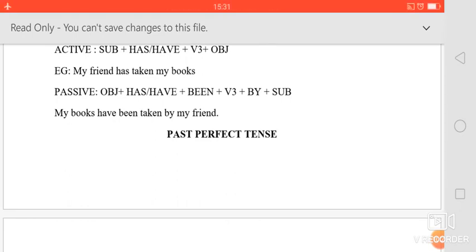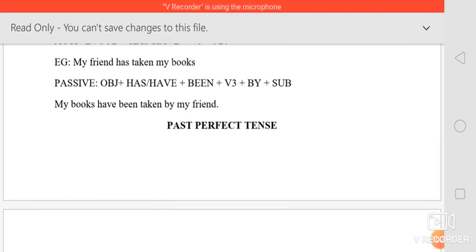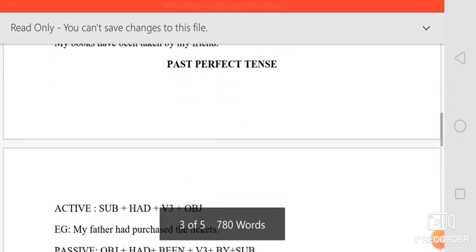Okay, so how are we going to change it? My books, the object, came first. Since books are many, we are writing have. Then we have to add been. Then the V3 form of take, that is taken, is already there in the active itself. Then by my friend. Okay, books have been taken by my friend.